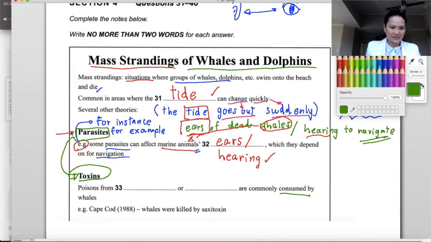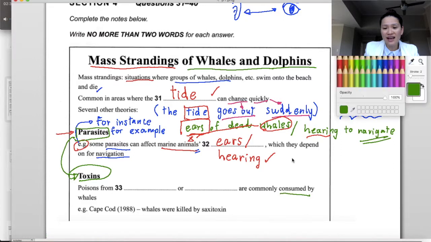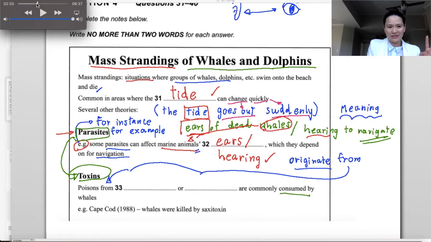Okay, listen again. Originate from plants or animals. You see, they said that. Can you hear this word? Originate from plants or animals. That means the poison that they consume originates from the origin, the start, which is the food. And then you hear there's two words. What are they? Let you listen one more time.